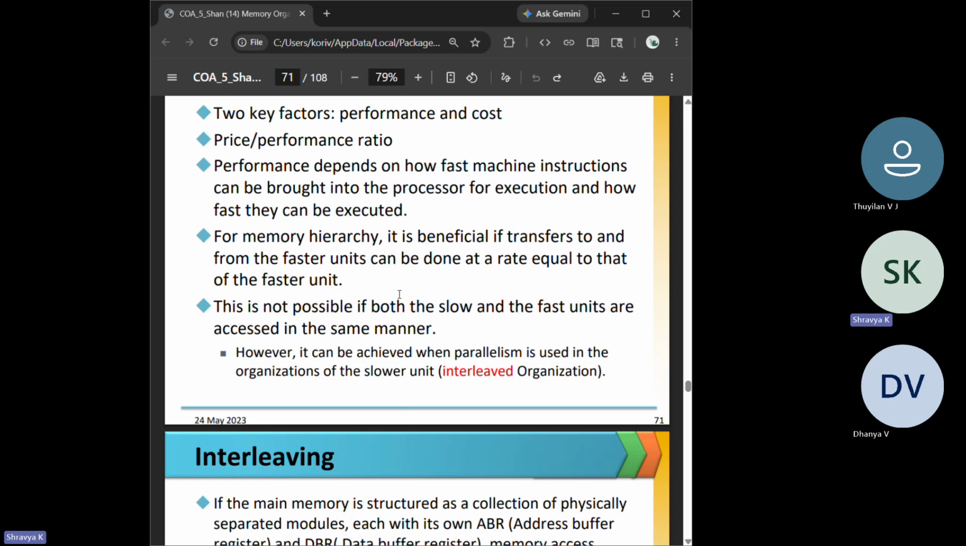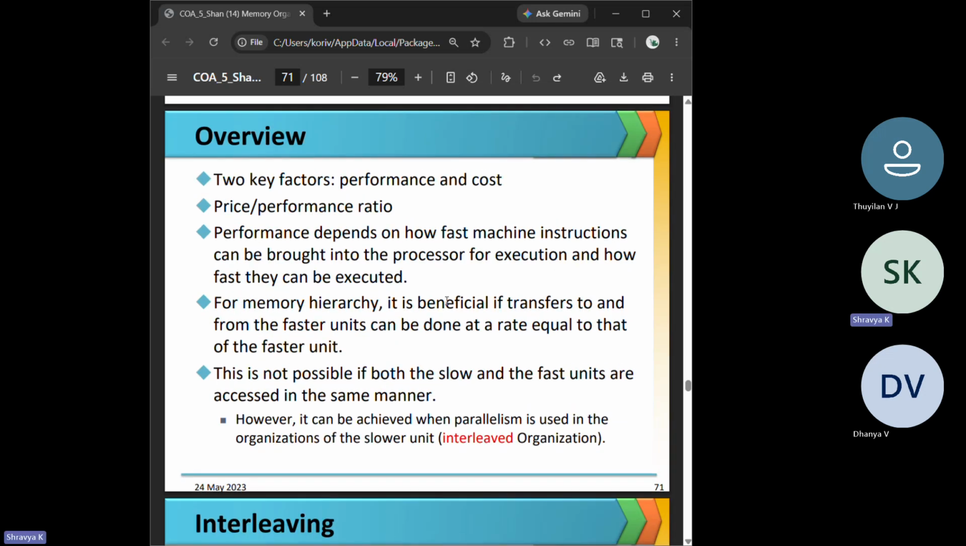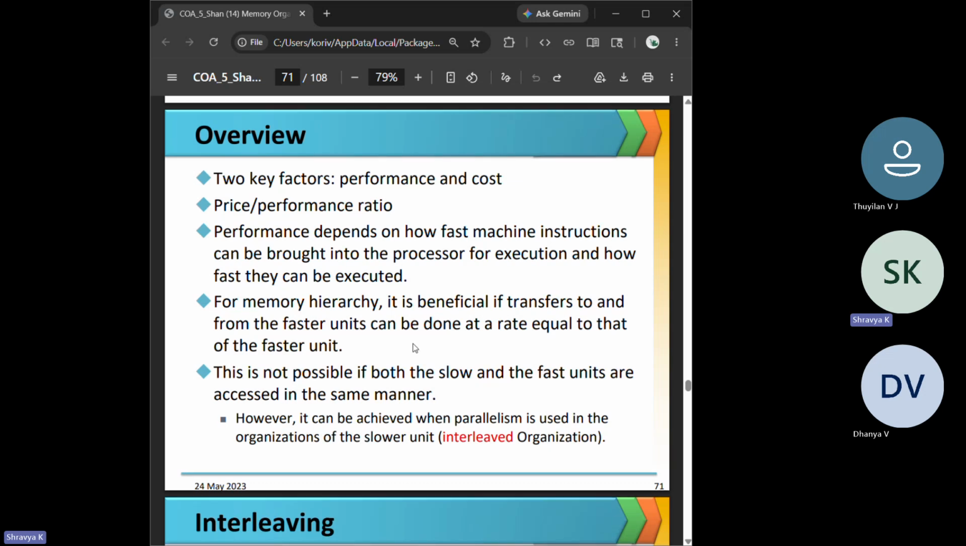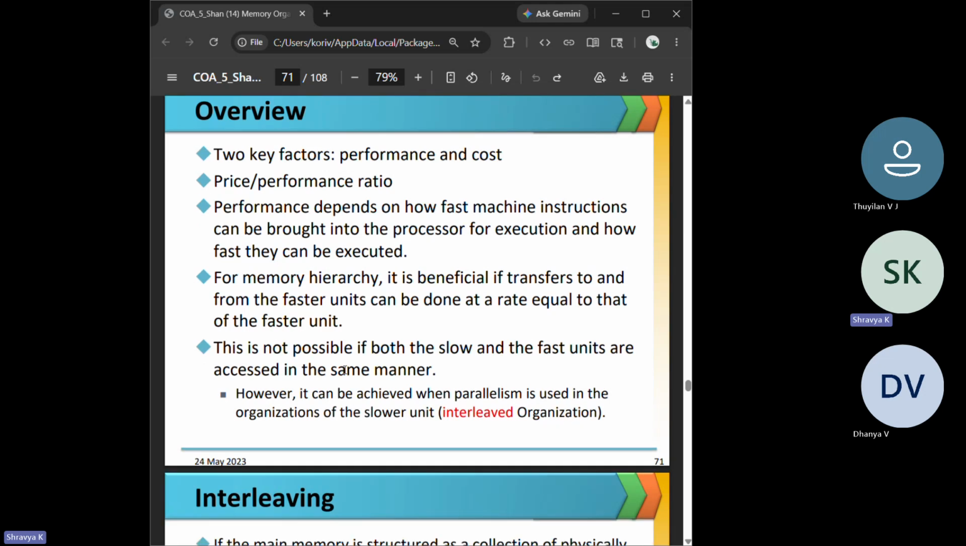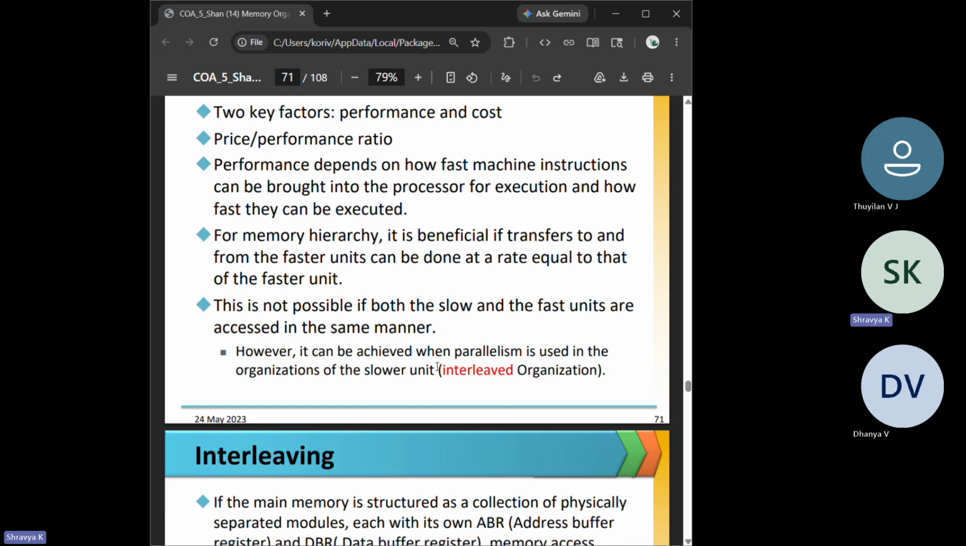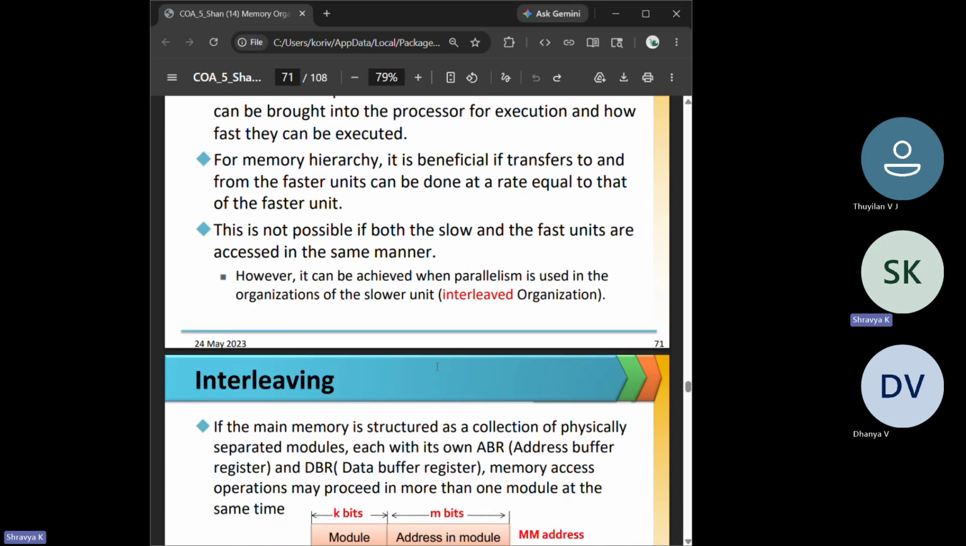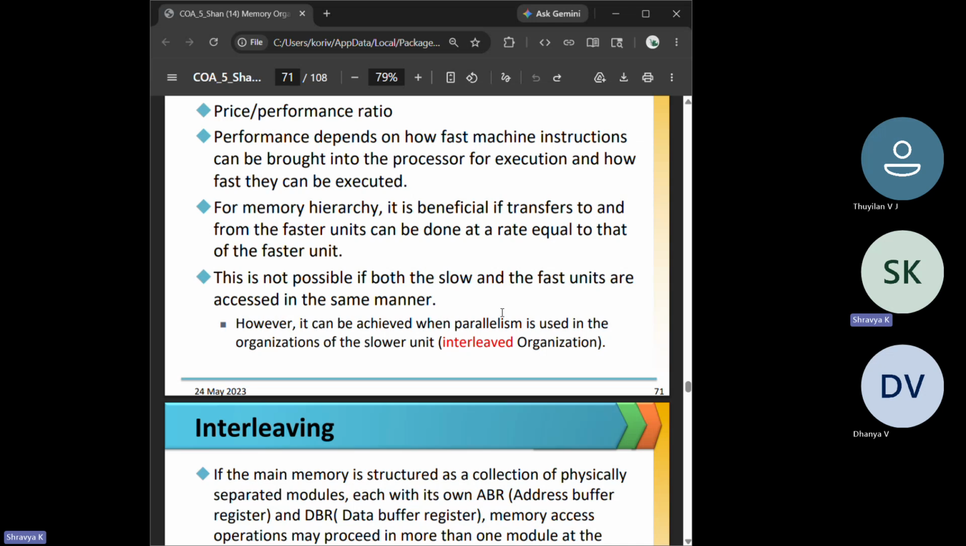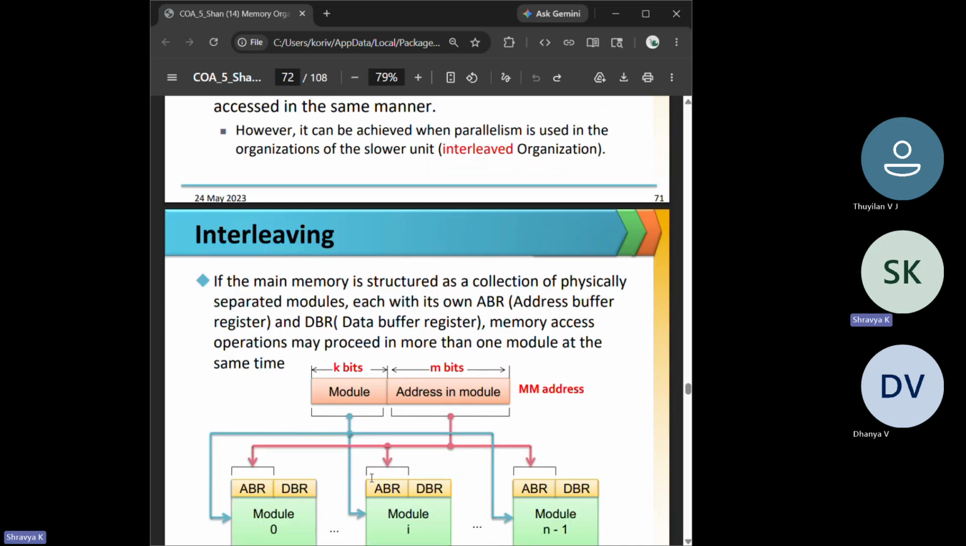For the memory hierarchy, it is beneficial if the faster units, like the cache, are closer and the transfers to and from the cache are faster as well, right? That is why the cache is placed closer. This is not possible if both the slow and the fast units are accessed in the same manner. However, it can be achieved when parallelism is used in the organization of the slower units, using interleaved organization, right?